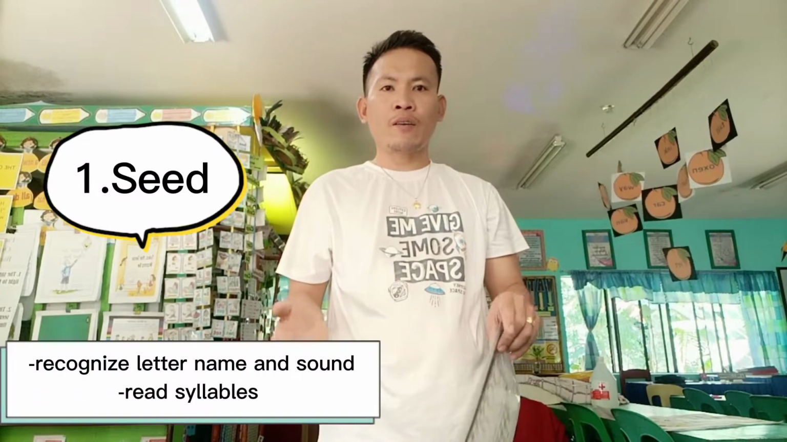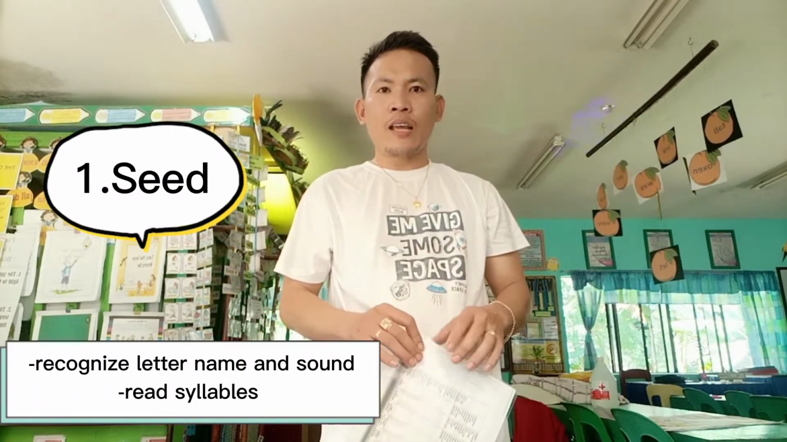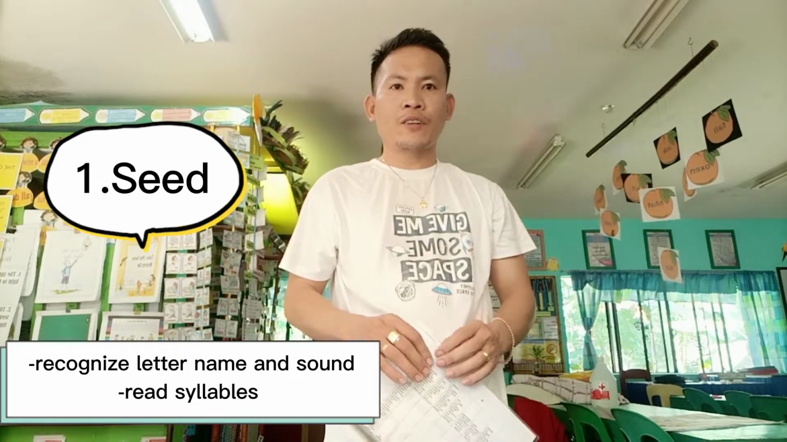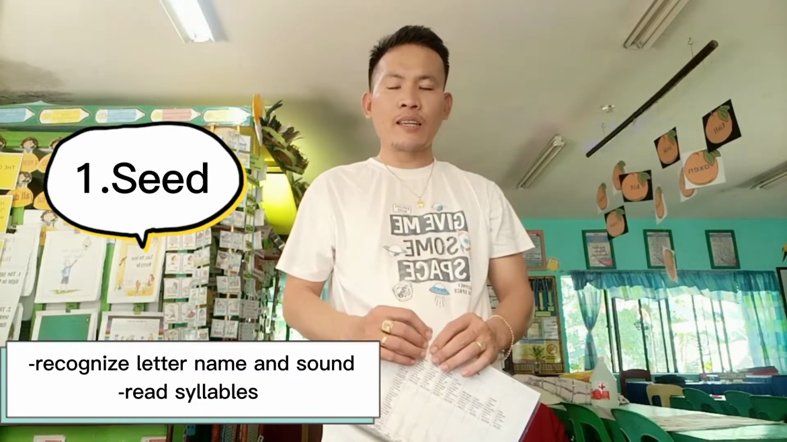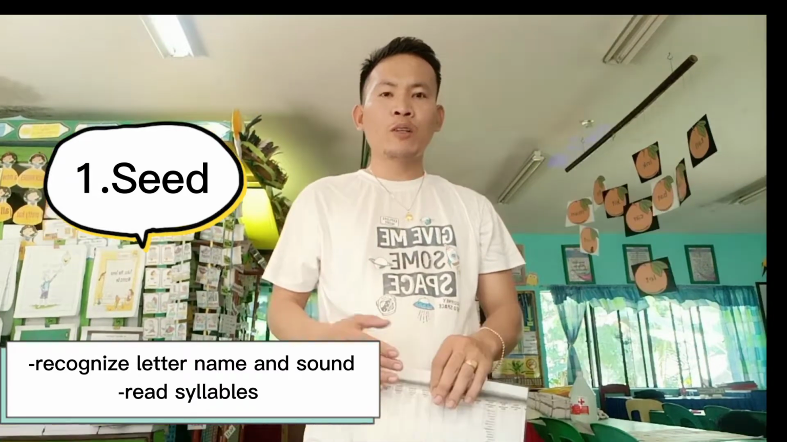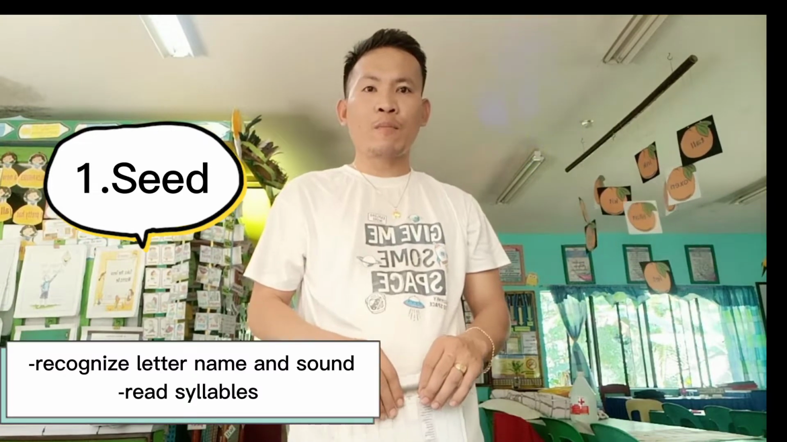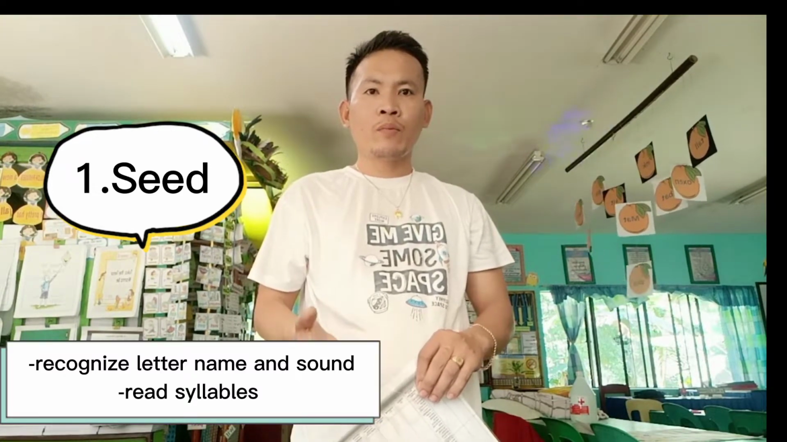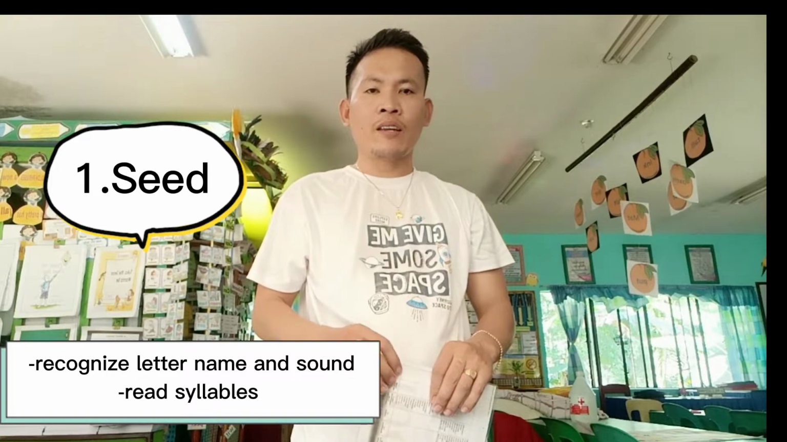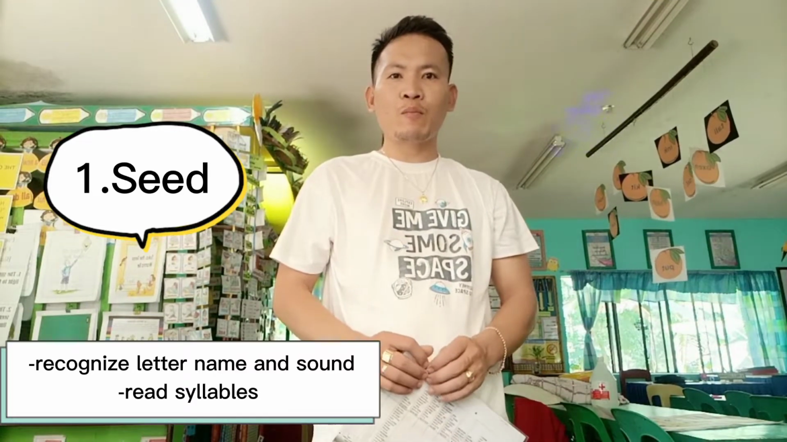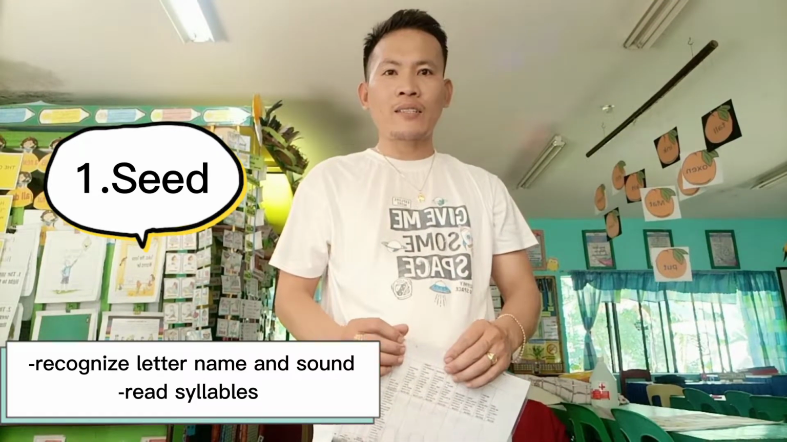The first one is here. What are the materials under this stage or area that we can look for? Under this stage, the seed, learners are able to identify or recognize the learning alphabet 1, both sound and name. And learners are also able to read syllables.